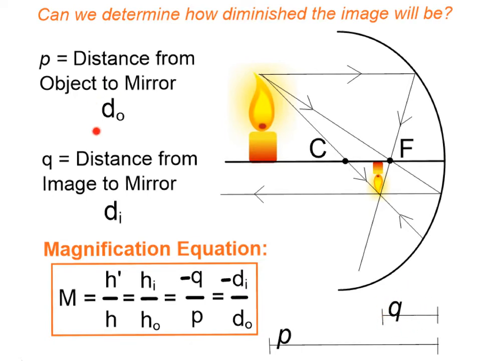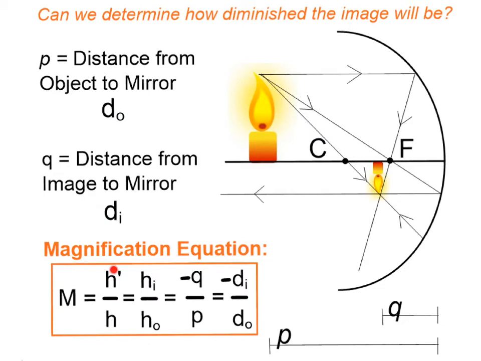Sometimes the symbol d for distance and sub o for object will be used for the distance from the object to the mirror, and sometimes you'll see the distance from the image to the mirror being represented by d sub i. We also need to explain the h. You might have guessed it's for height. H with a lowercase i is going to be the height of the image. H with a subscript o is the height of the object, and h prime would generally be referring to the height of the image, and just an h, height of the object.